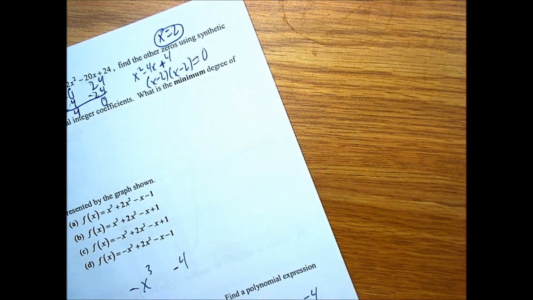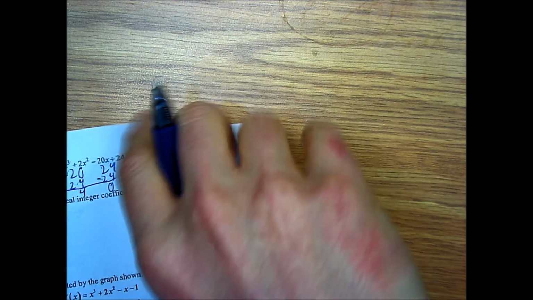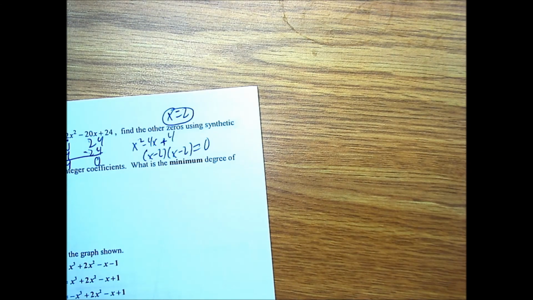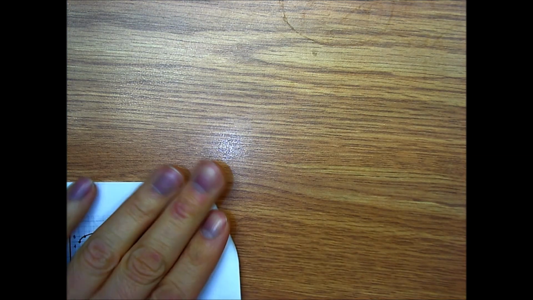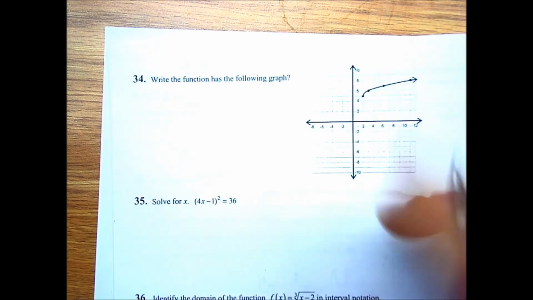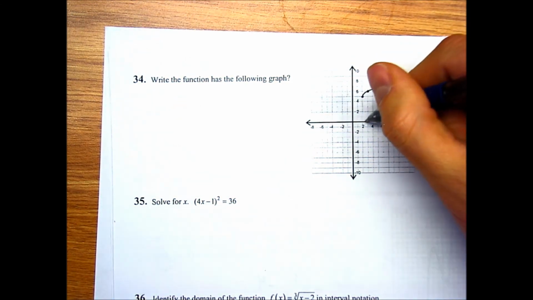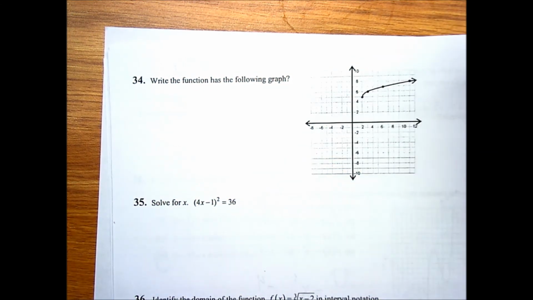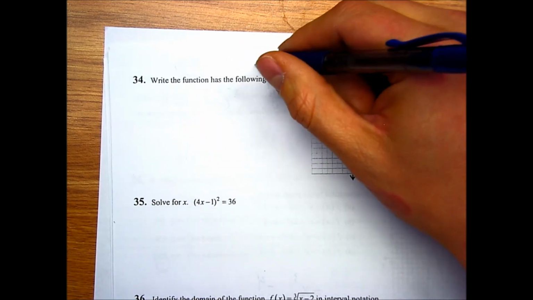All right, question 34. Write which function has the following graph. We're going to again consider the starting value here. It's at 2, 5. That is not called the vertex on a root function, but it is similar to the vertex, so it goes with h and k.